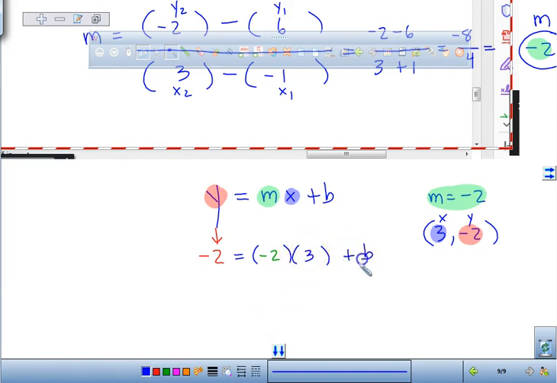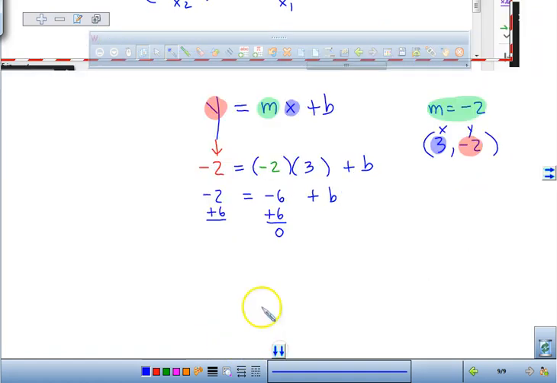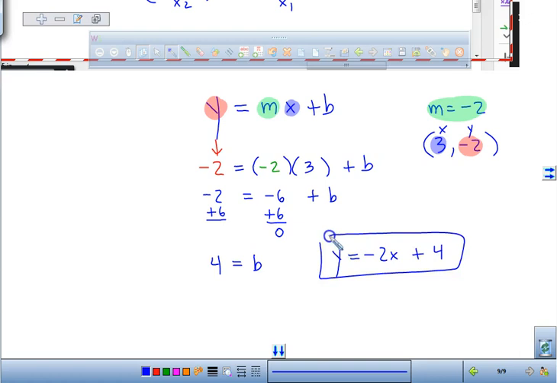We're solving for b. So this is -2 equals -2 times 3 is -6 plus b. What do we have to add to solve for b? We have to add a 6 to both sides, because what happens? These cancel out to 0. 6 minus 2, or -2 plus 6, is a 4. So your final answer is y equals, what was our slope again? -2x plus our y-intercept is a 4.